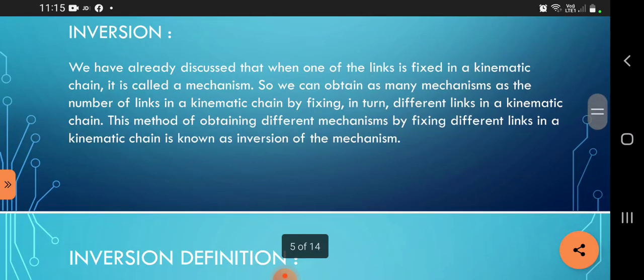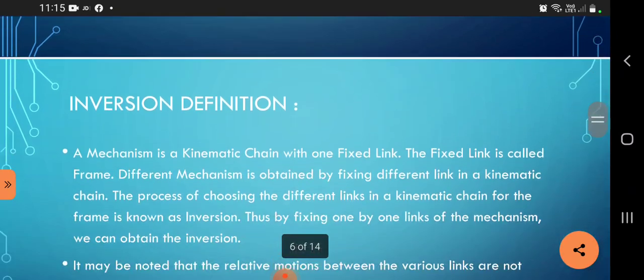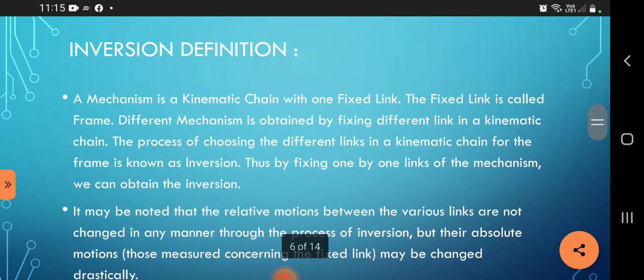We have already discussed that when one of the links in a kinematic chain is fixed, it is called a mechanism. So we can obtain as many mechanisms as the number of links in a kinematic chain by fixing, in turn, different links in the chain. This method of obtaining different mechanisms by fixing different links in a kinematic chain is known as inversion of mechanism. Inversion definition: a mechanism is a kinematic chain with one fixed link.